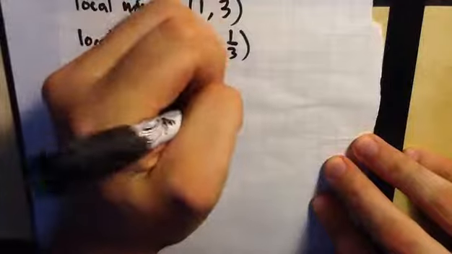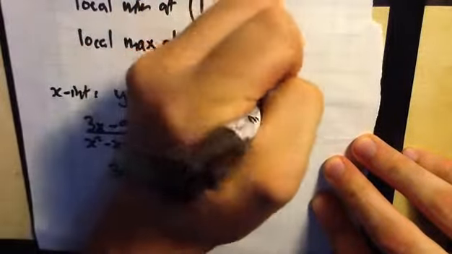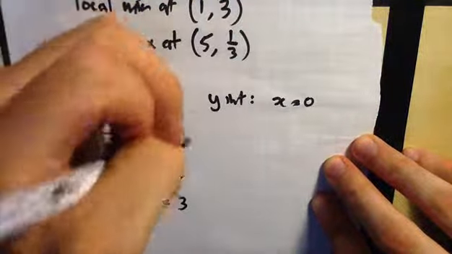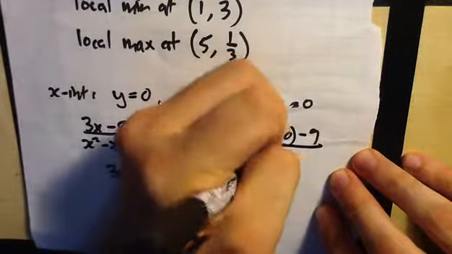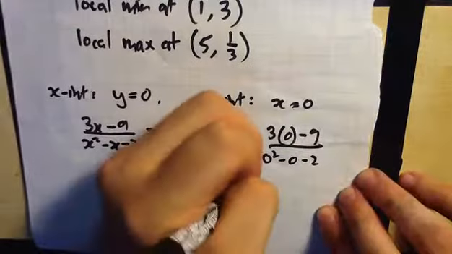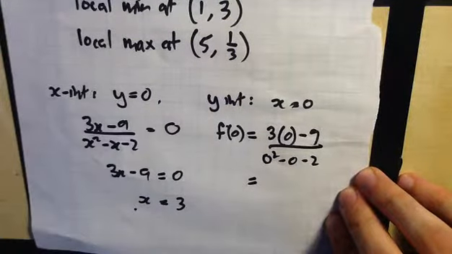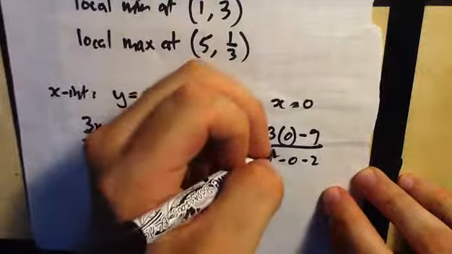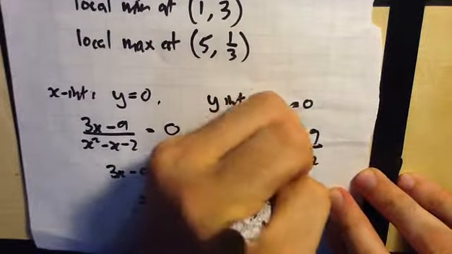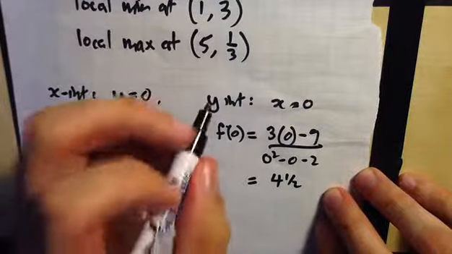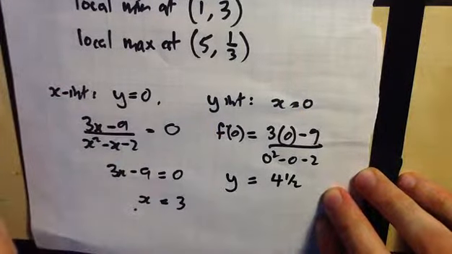If I want the y-intercept, that is when x is equal to 0, easy as. So I get the same function, and so I just go, alright, what happens when x is 0? Well, it's going to be 3 times 0 take 9 over 0 squared take 0 take 2. That's going to give me an answer of -9 over -2, which is really 4.5. Okay, so the y-intercept is at 4.5.